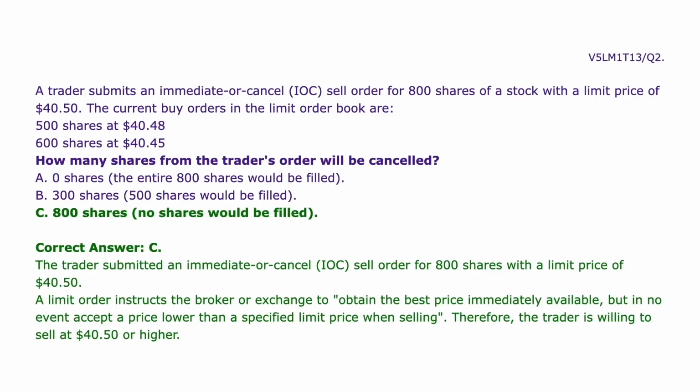Immediate or cancel means fill as much as possible right now at the limit price or better. Any unfilled shares are cancelled instantly. For a limit sell order, only buy orders at or above the limit price can match. Here, all buy orders are below $40.50. Nothing fills. All 800 shares are cancelled.